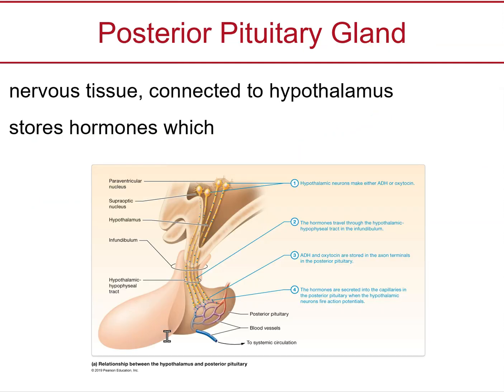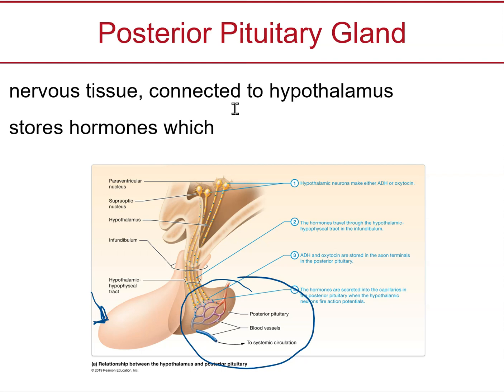And then we're going to finish up with the posterior pituitary gland. So this is special, more nervous tissue, which is why it looks different. It doesn't make hormones. See, the anterior pituitary makes the hormones and releases them. The posterior pituitary gland just stores the hormones that are made up in the hypothalamus.